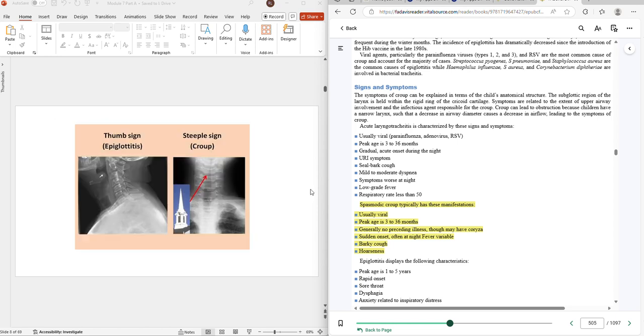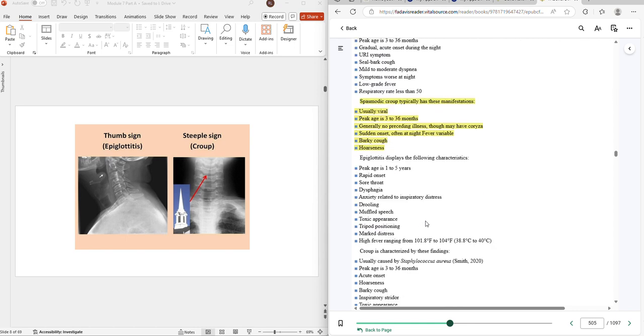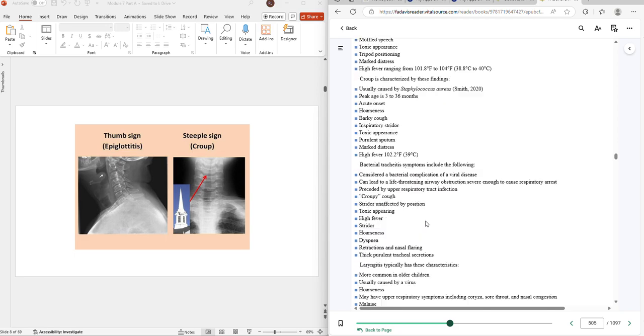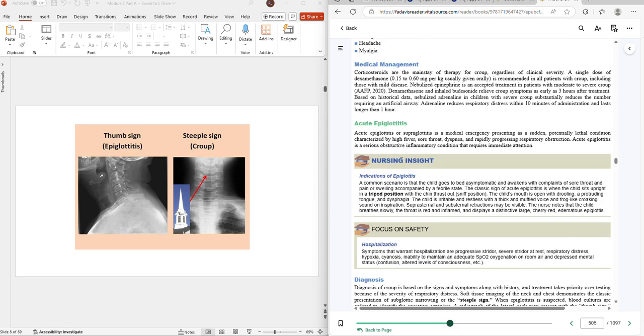All right, so let's talk about croup versus epiglottitis, okay? So with croup, you're going to see a steeple sign. That's one of the biggest things you're going to notice. Let's go on down here. On page 506, it starts talking about the epiglottitis. So with croup, it's the steeple sign. With epiglottitis, it's the thumb sign.